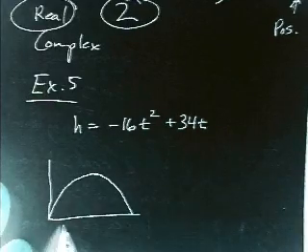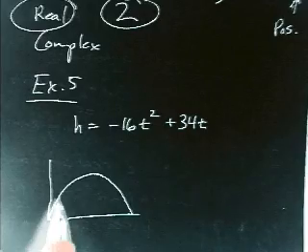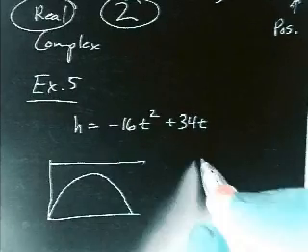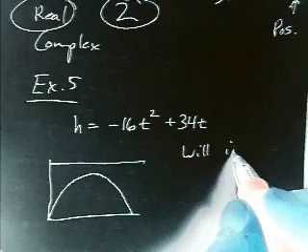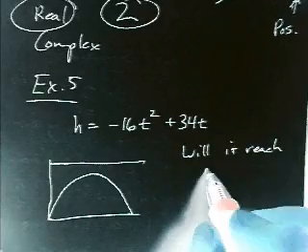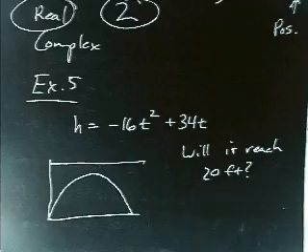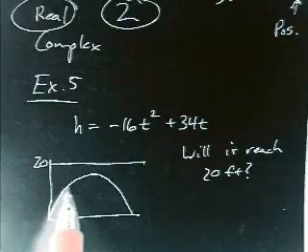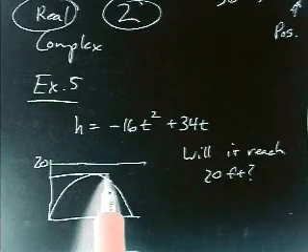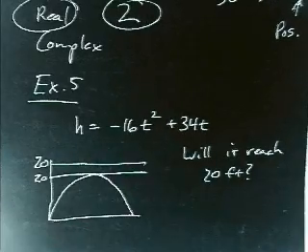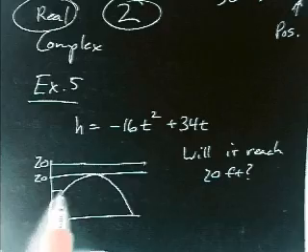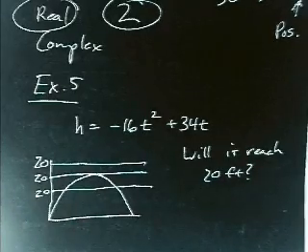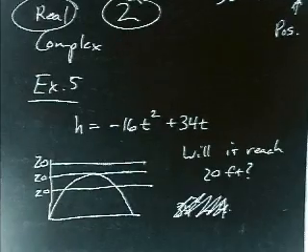Okay? The question is, they ask, will it reach 20 feet? Well, is 20 feet up here, in which case the parabola never reaches 20 feet? Is 20 feet right here, in which case it reaches one time? Is 20 feet right here, in which case it reaches once on the way up and once on the way down? Well, they're not asking.